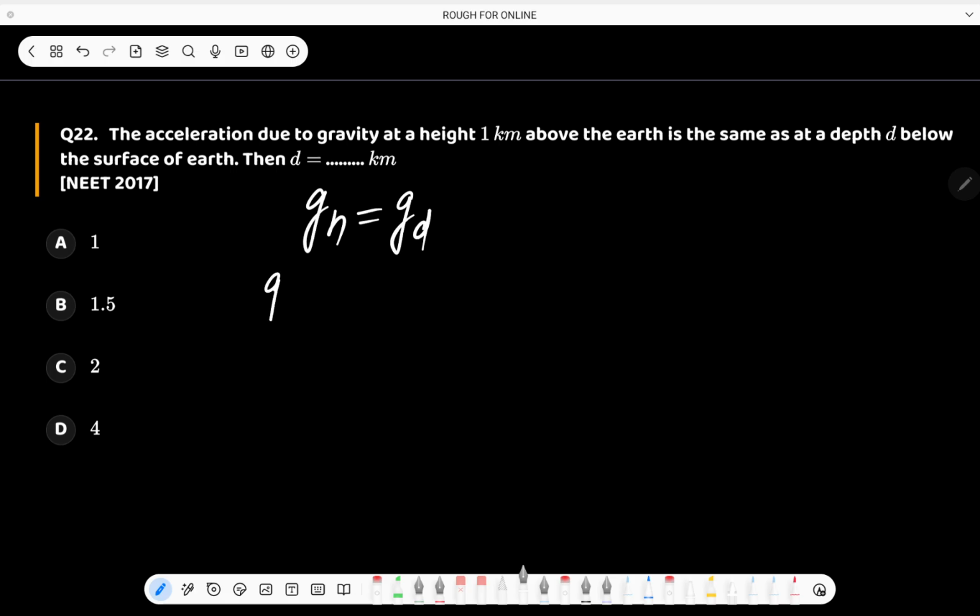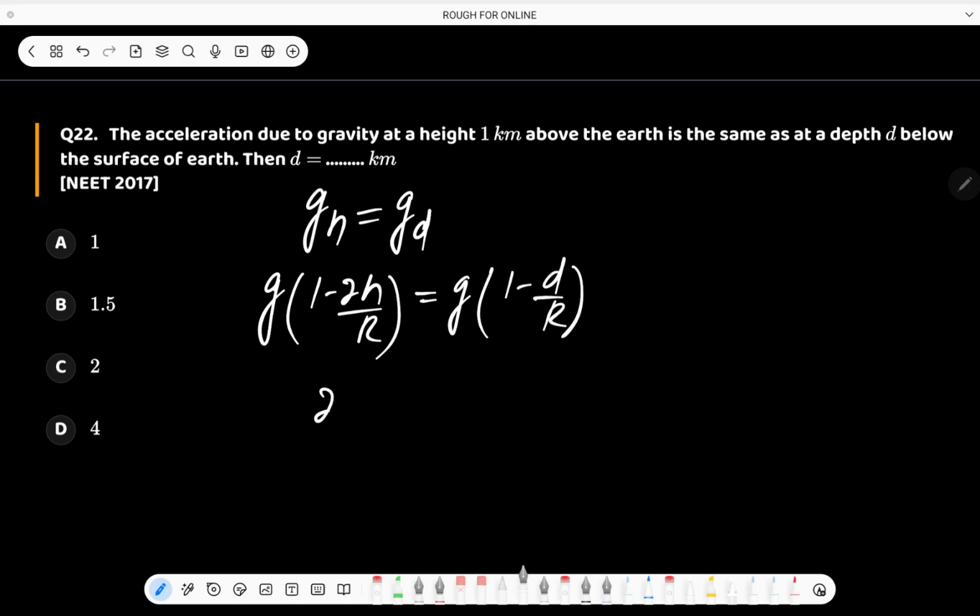Then g_h is equal to g into 1 minus 2h divided by R, and g_d we also know, beta, that is g into 1 minus d divided by R. From here you can easily write down that this 2h is equal to d. Now the value of h is given, that is 1 kilometer. So 2 multiplied by 1 is equal to d, which implies d equals 2 kilometers. Okay, so this is the answer.